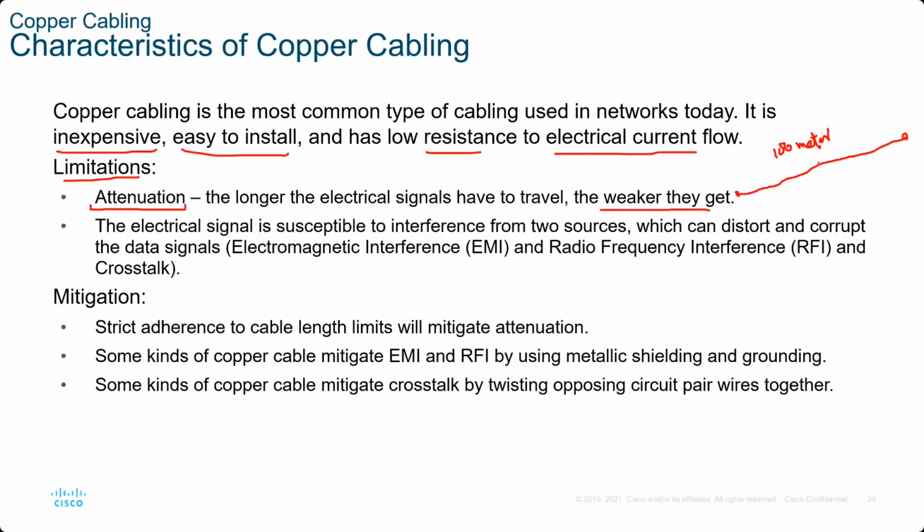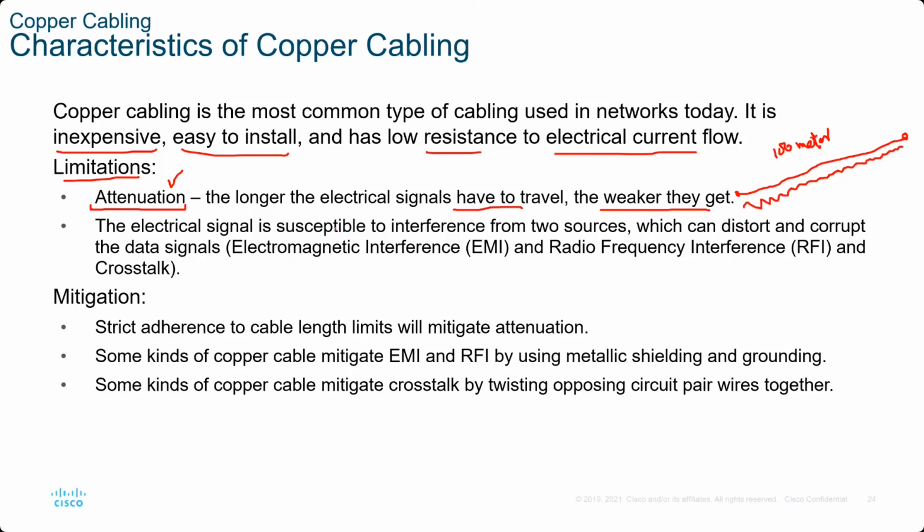All the copper cables in computer networks have to be below 100 meters. Why? Because of attenuation. Because the longer the electrical signals have to travel, the weaker they get. So when you send a signal, it loses its power as it travels, and it cannot travel more than 100 meters. If you create a copper cable longer than 100 meters, your signal at the other end would be attenuated. It would be very weak for the receiving computer to receive it and reconstruct the message that you sent. It would be garbage, or it would have a lot of errors.